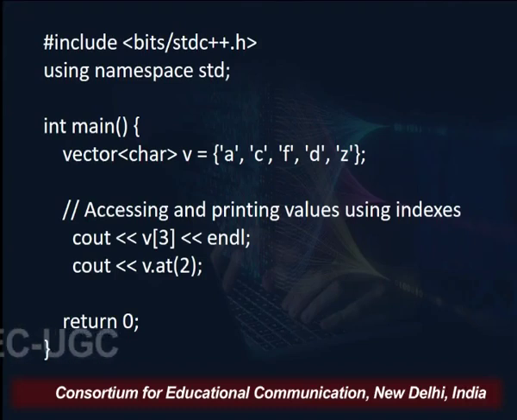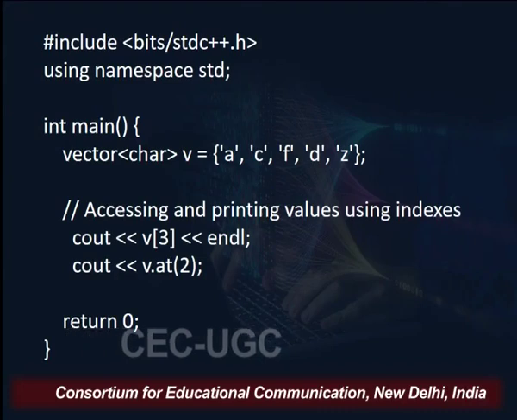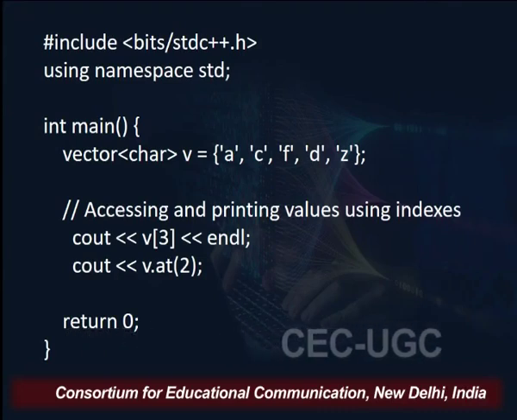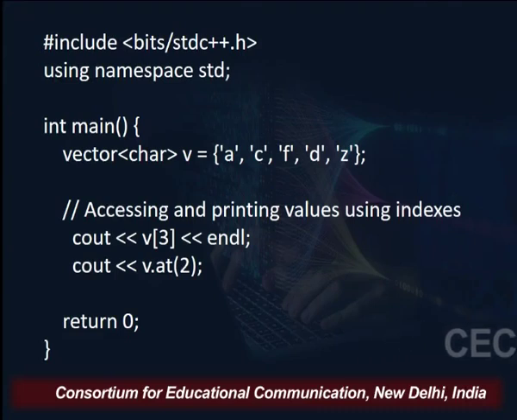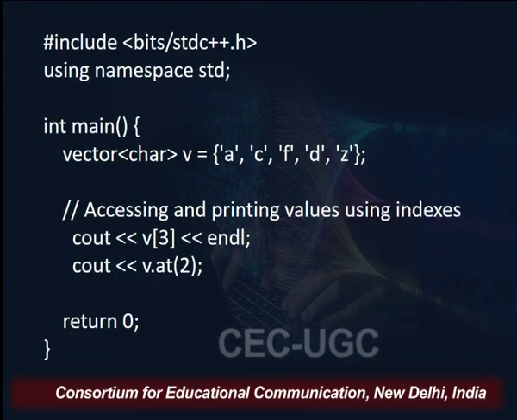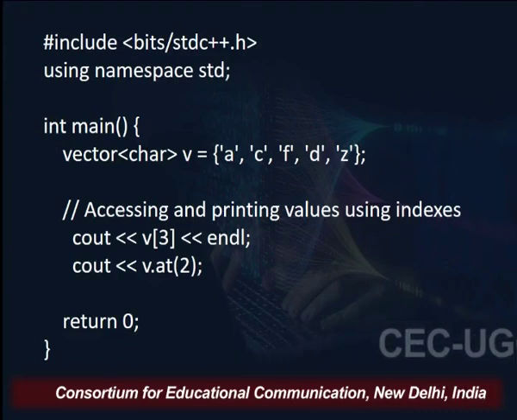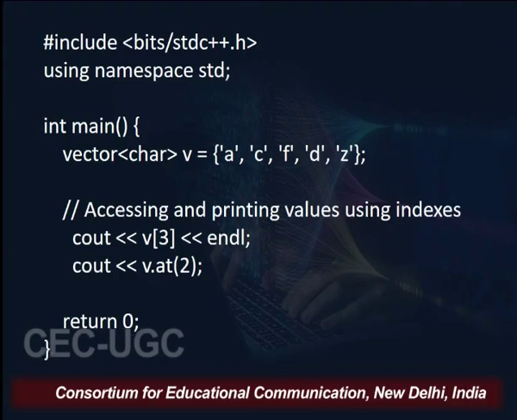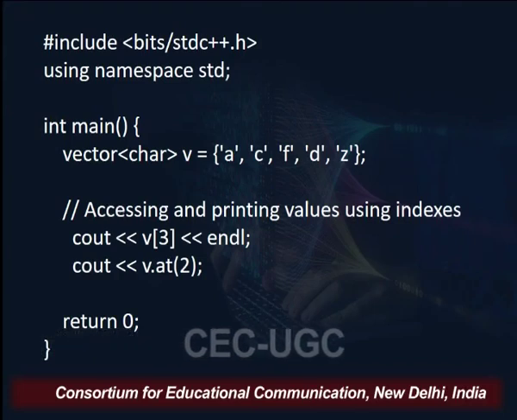If we want to access and print the values using these indexes, we will be using the index along with the subscript operator as given in the line cout V[3]. So that V[3] element is F. So 0, 1, 2, the element at the third position starting from 0, F will be there, and the next is cout V dot at.